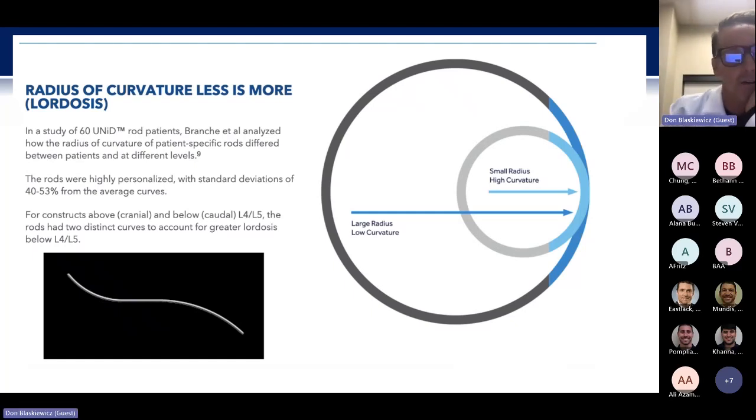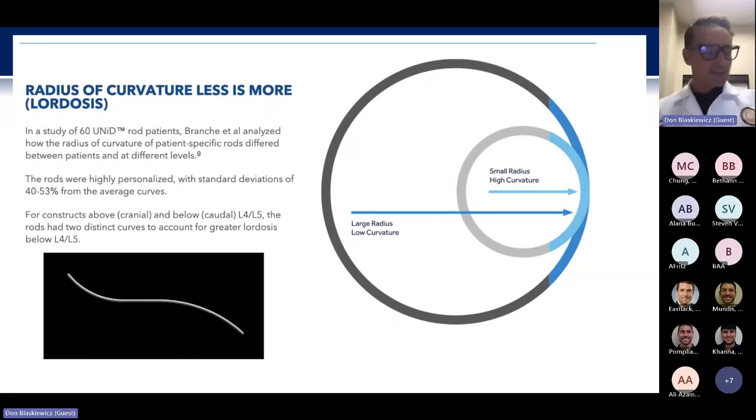We start thinking about radius of curvature. In a study of 60 UNiD rod patients, it was analyzed how the radius of curvature of patient-specific rods differed between patients at different levels. The rods were highly personalized, with standard deviations of 40 to 53% from average curves of the typical prebent rods. And for constructs above and below L4-5, the rods had 2 distinct curves to account for greater lordosis below L4-5.